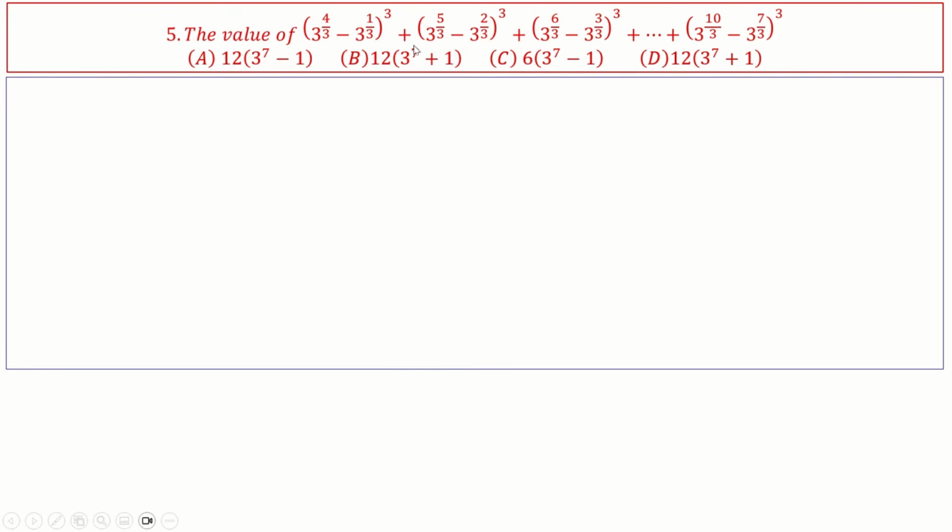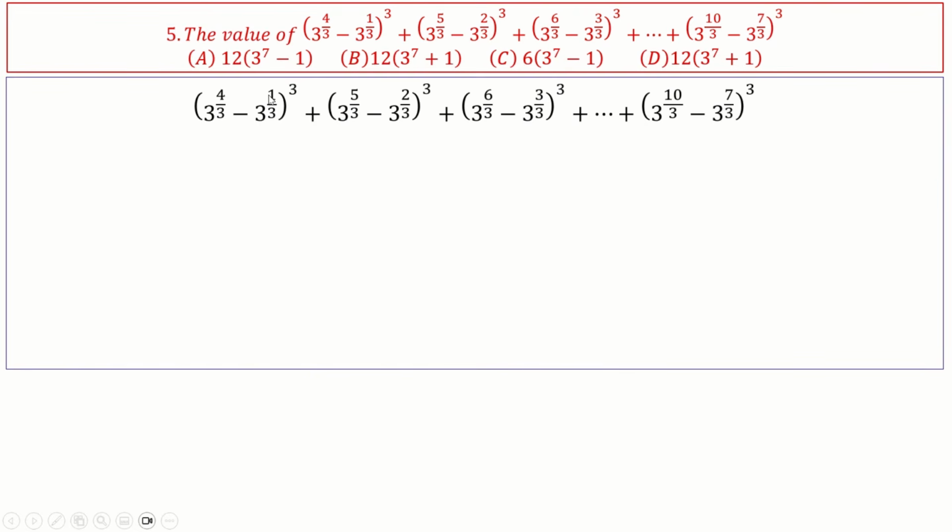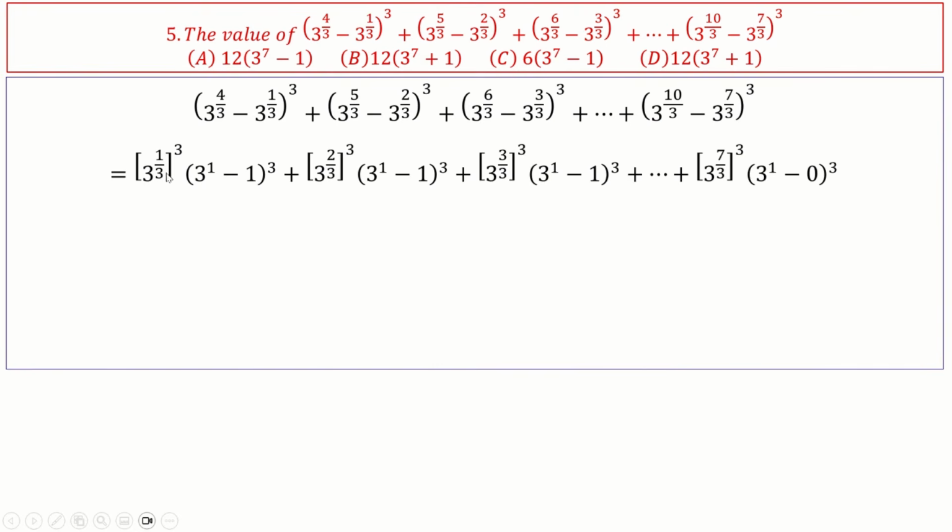If you see, everywhere I can take this second term, if you call this the b term, I can take this common. Right. So this is the given expression. I am taking 3 to the power of 1 by 3 common from this, which means it is 3 to the power of 1 by 3 whole cube. And I am left with, if I take 3 to the power of 1 by 3 out, 3 to the power of 4 by 3 minus 1 by 3, which is 3 by 3, which is 1. Correct? So this is nothing but 3 minus 1 whole cube.